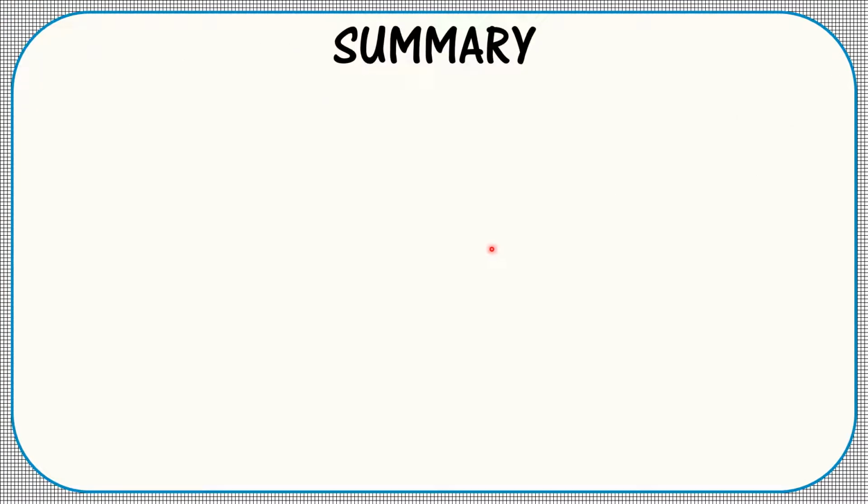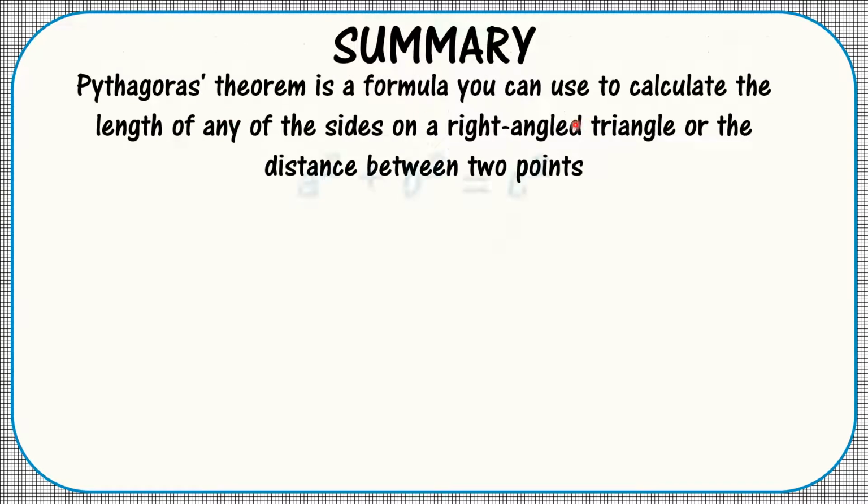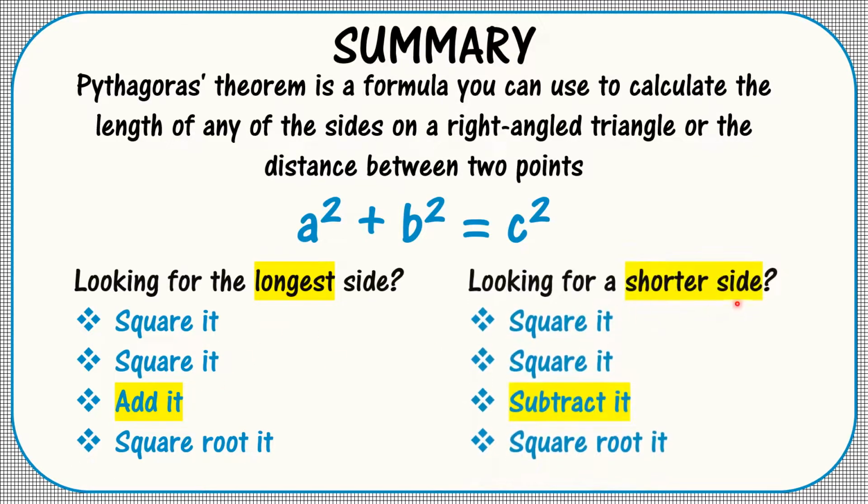Here is a summary page of what we have gone through today. We have gone through Pythagoras' theorem. We should know that Pythagoras' theorem is a squared plus b squared equals c squared. We should know how to look for a longer side. If we are looking for the longest side, you will add it. If you are looking for a shorter side, you will subtract.